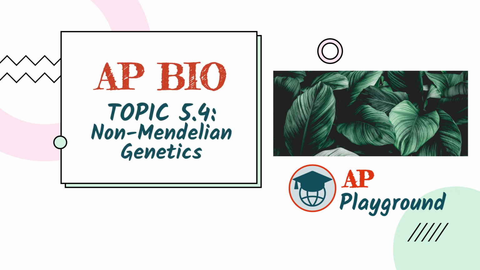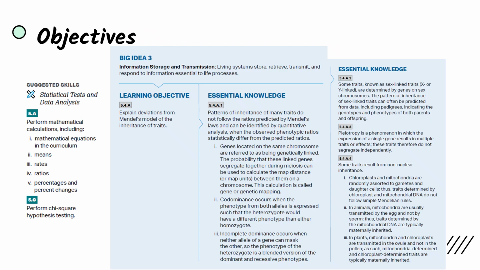Today, we're covering topic 5.4, Non-Mendelian genetics. So in 5.3, we discussed Mendelian genetics and patterns of inheritance. However, not all inheritance of traits follow these patterns. And so when we look at things like linked genes, codominance, incomplete dominance, sex-linked traits, or even non-nuclear inheritance, so not even from DNA in the nucleus, then we have to look at some different patterns of inheritance. And we'll be discussing those non-Mendelian genetics in this video.